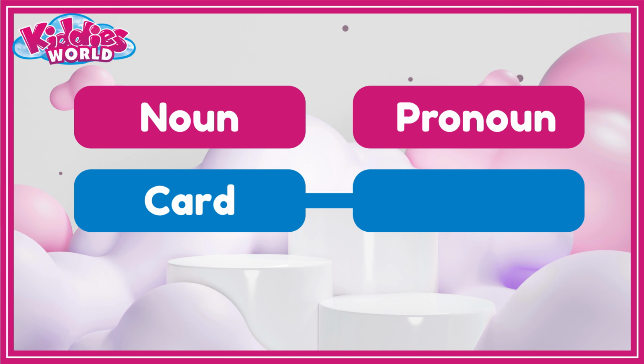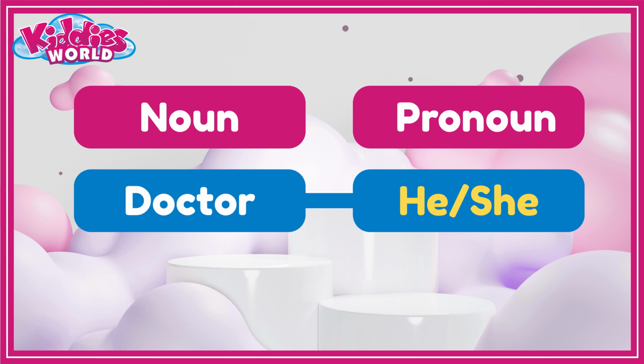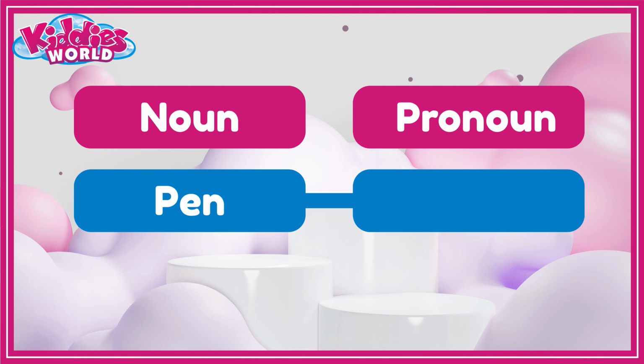Card is a thing, not a person. For things, we use the pronoun it. Card, it. Scott is a boy's name. One boy means we use the pronoun he. Doctor can be a man or a woman, so we can use he or she, depending on who the doctor is. Pen. A pen is a thing, and for things, we always use it. Pen, it.